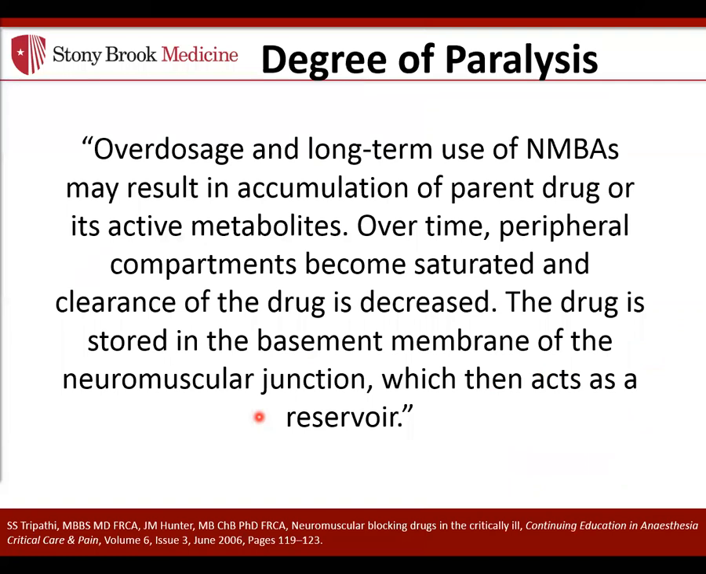Another parameter that should be monitored is degree of paralysis. Essentially, they've seen that prolonged administration or overdosage of neuromuscular blocking agents may lead to accumulation and undetected paralysis.